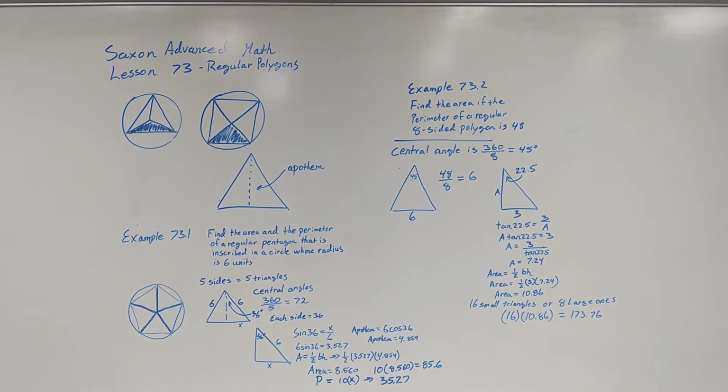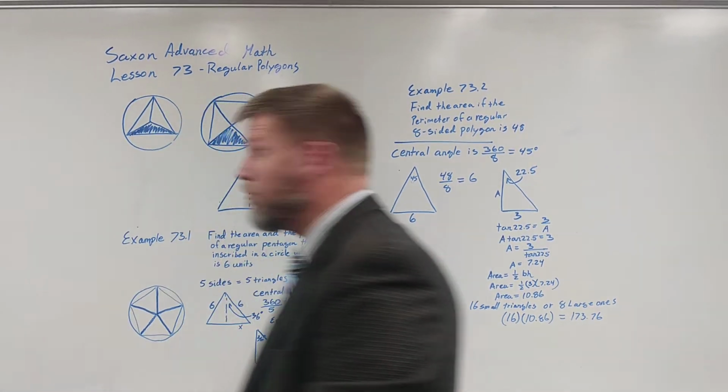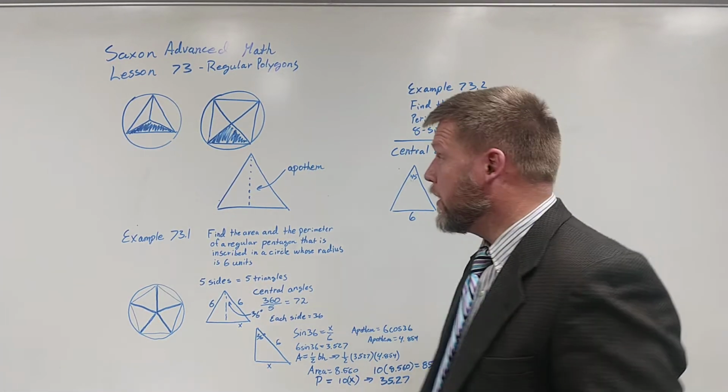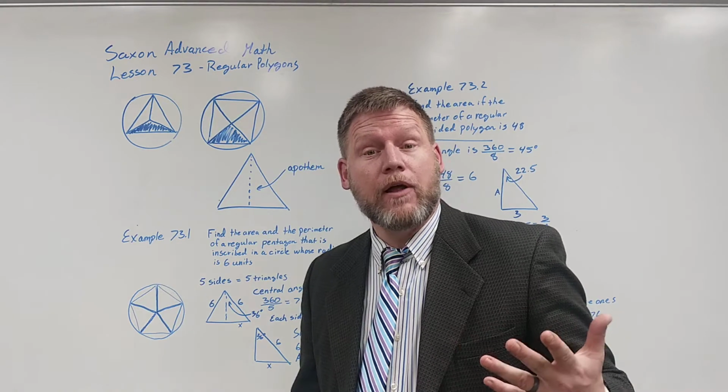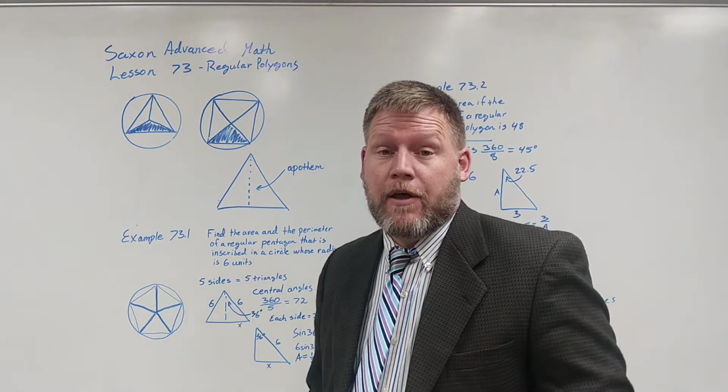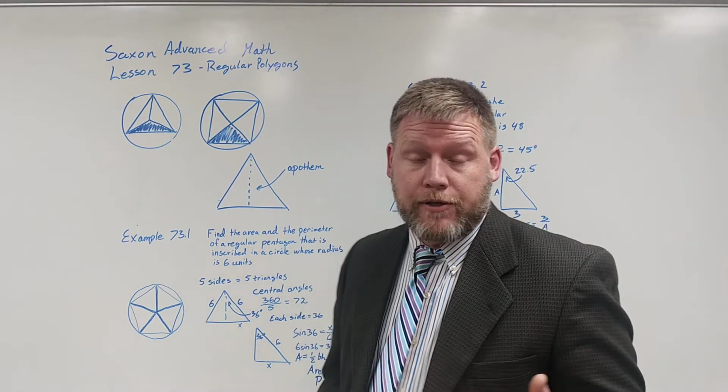This is Saxon Advanced Math Lesson 73, Regular Polygons. First thing we're going to do is define what a regular polygon is. A regular polygon is one where all of the sides of the polygon are the same length. That also means all the central angles are the same.